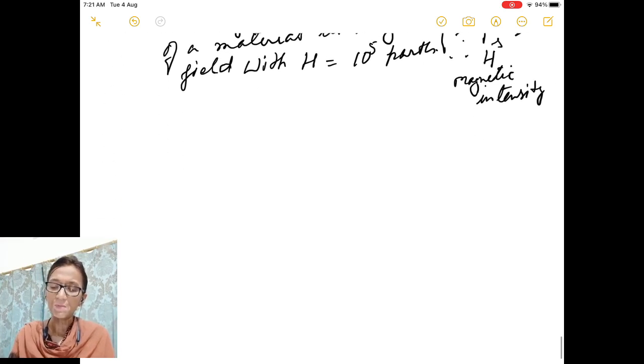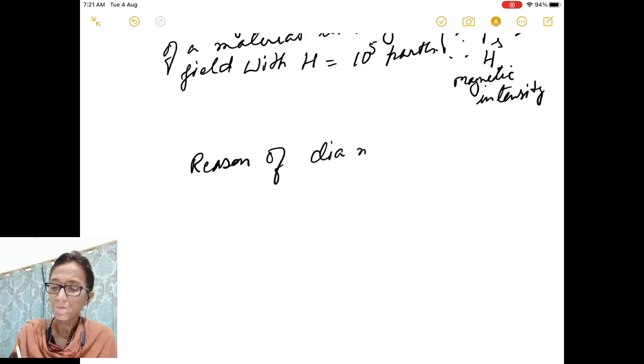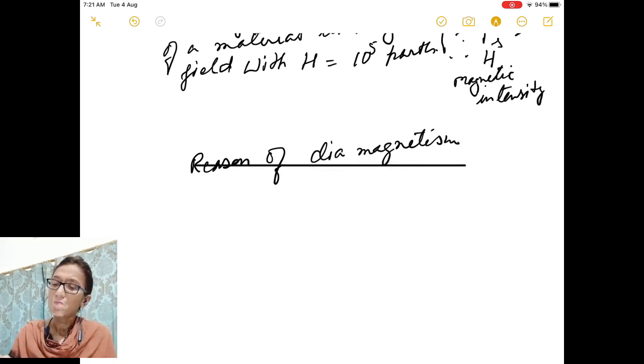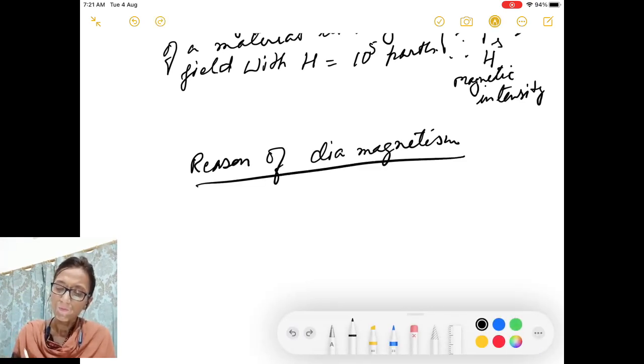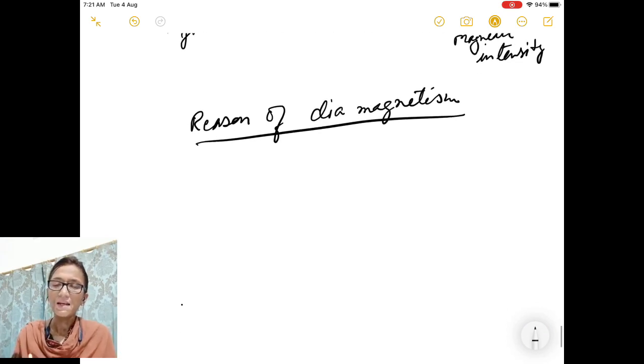And what is the reason behind this? Reason of diamagnetism. Okay, so in a diamagnetic atom, one diamagnetic atom has no dipole moment.